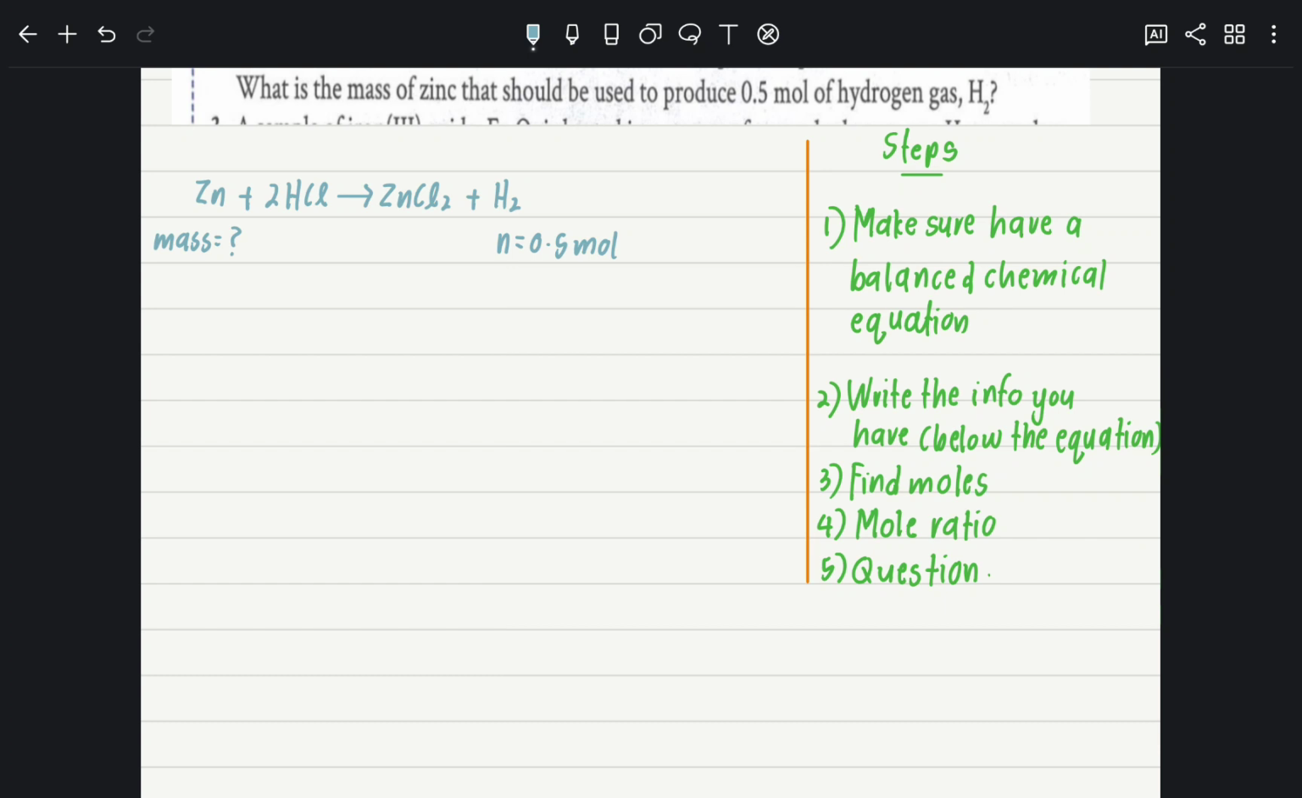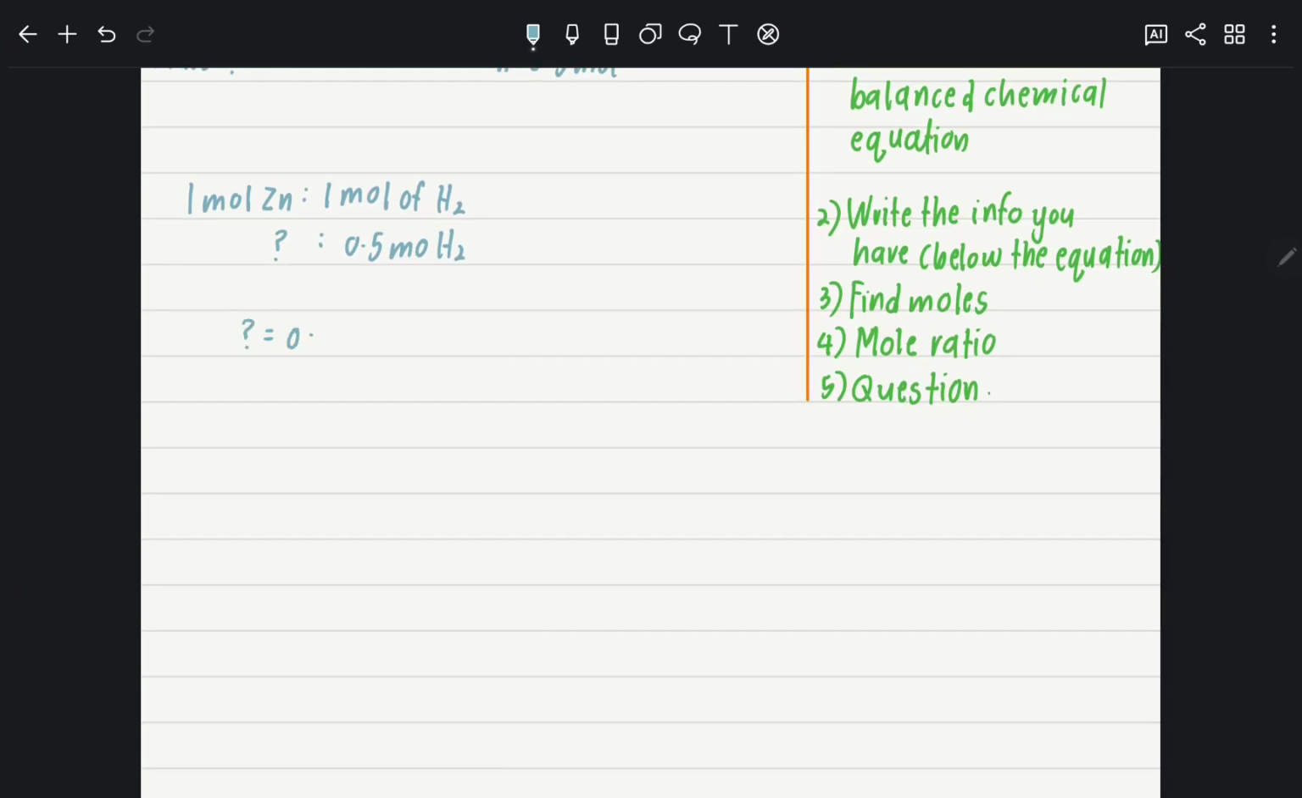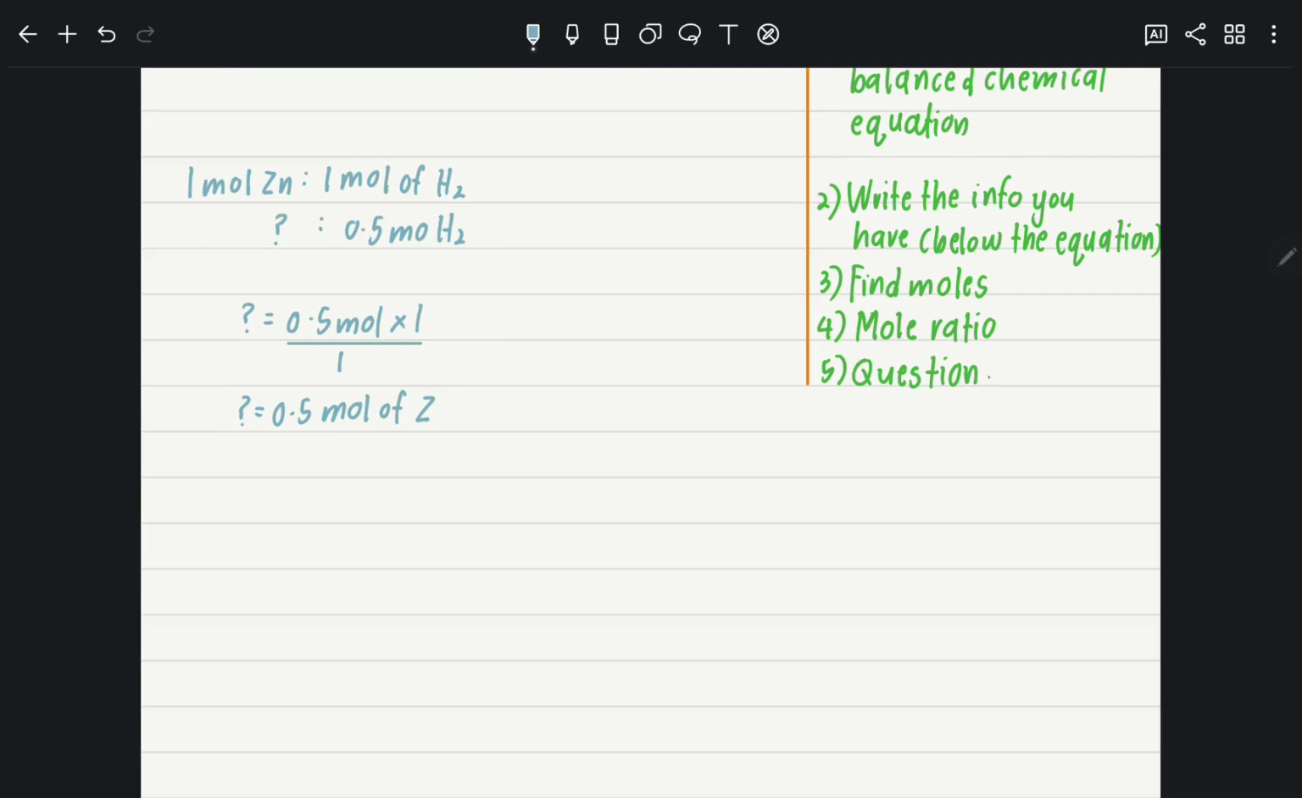So your mole ratio is between zinc and hydrogen, right? So 1 mole of zinc produces 1 mole of hydrogen H2. Okay, and in my lab I know I have 0.5 mole of hydrogen gas. So how much zinc do I have? Find the question mark. So cross multiplication, 0.5 mole times 1 divided by 1. Okay, so you will end up getting 0.5 mole of zinc.